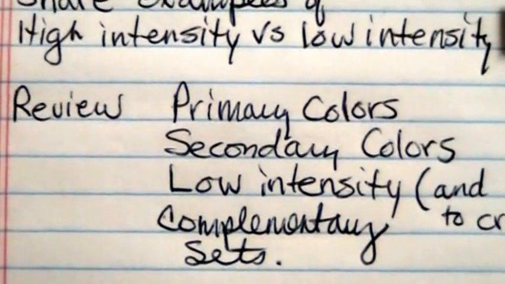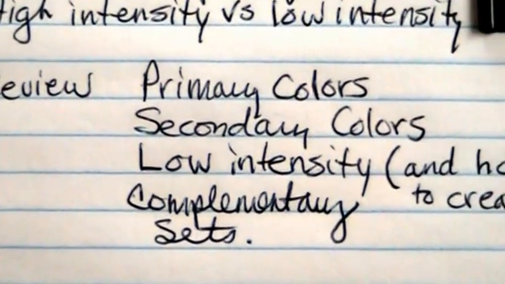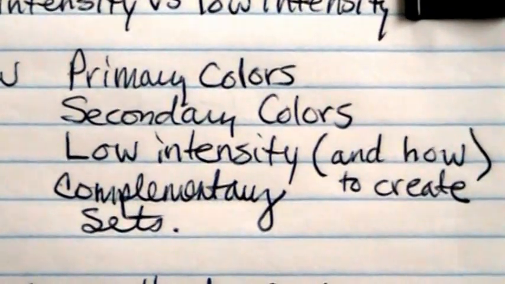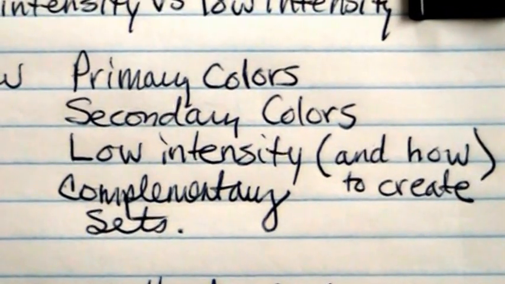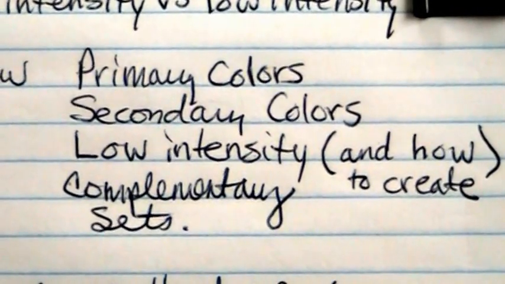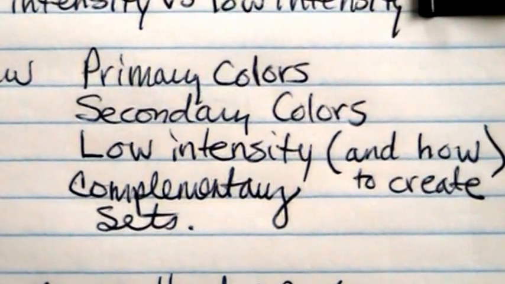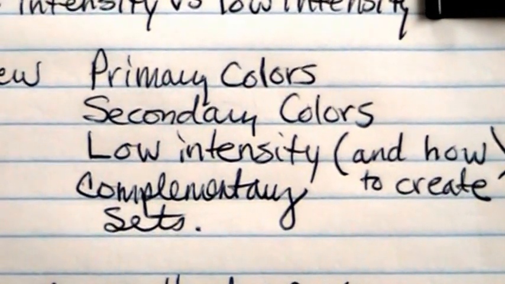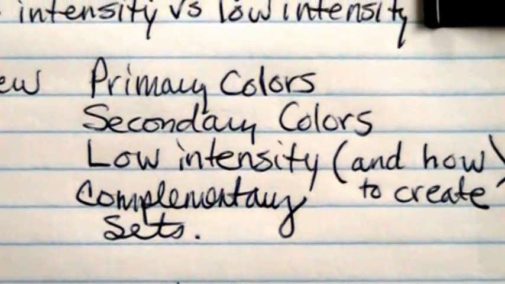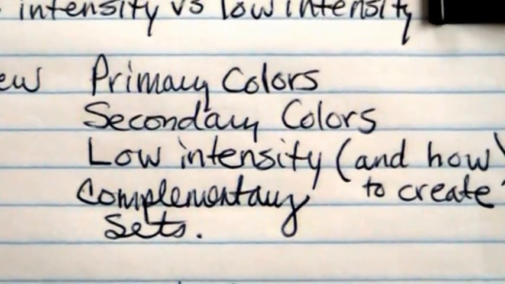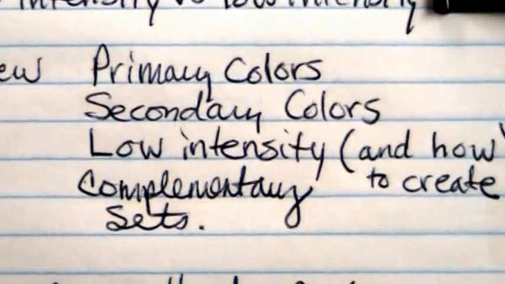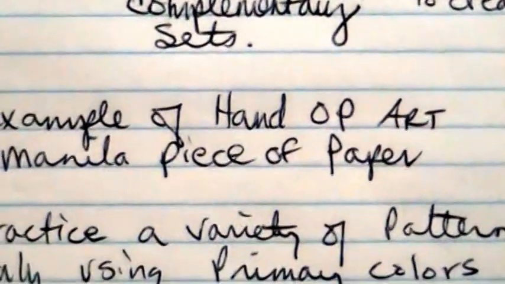Then we reviewed the primary colors, secondary colors, low intensity, and how to create low intensity colors, piggybacking on last week's unit on mixing neutral colors. That's a hint. And we reviewed the complementary color sets and how to remember them, either by holidays or maybe sports teams. What do you think of when you have yellow and purple together? What sports team is represented? And that will help you.